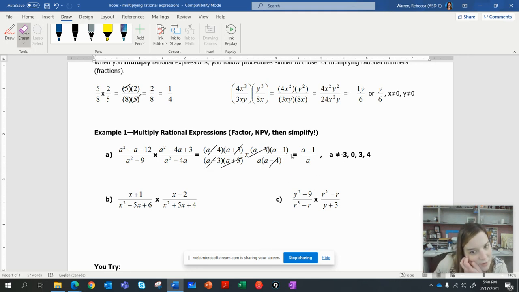Once we've canceled everything, we look at what's left. What's left is a minus 1 and a. So my simplified expression is a minus 1 over a.